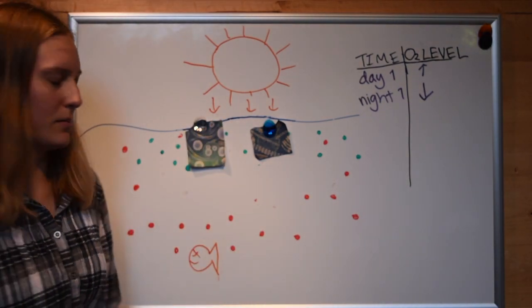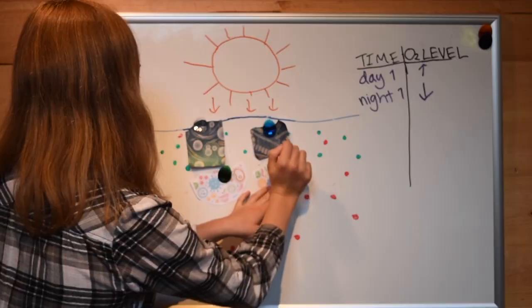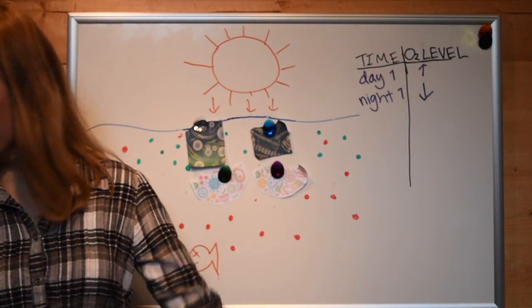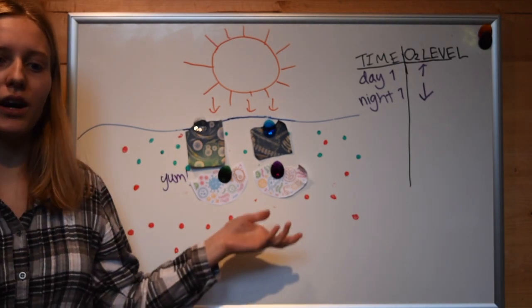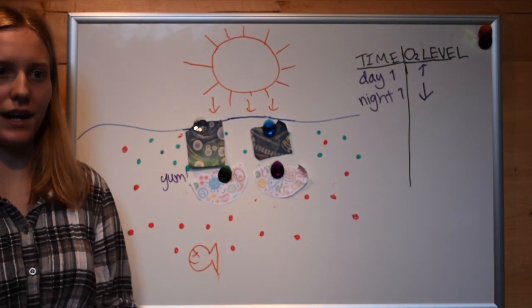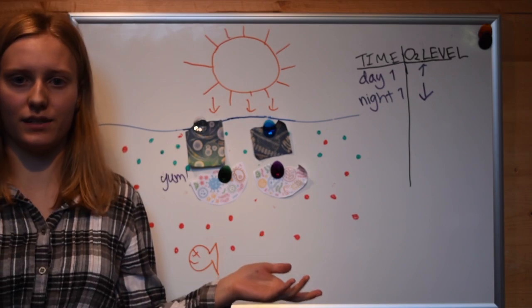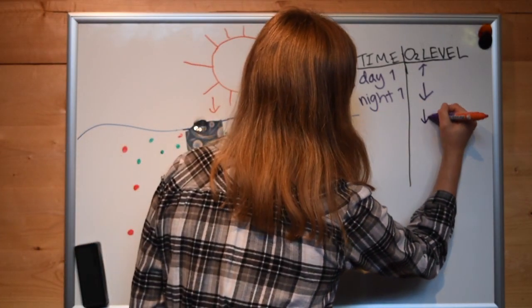Now, a new factor comes into play. Bacteria eat the phytoplankton, using up even more oxygen. This becomes a chain reaction with more phytoplankton, more bacteria, and less oxygen.